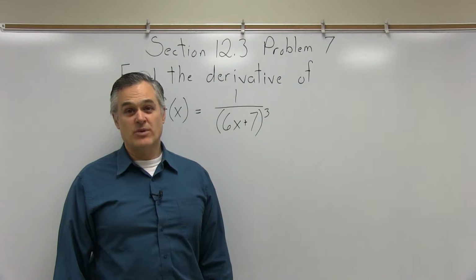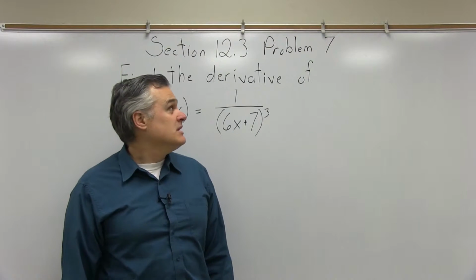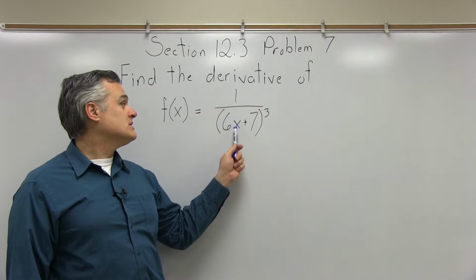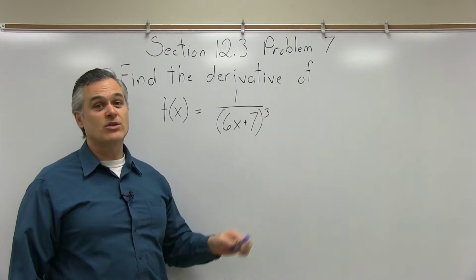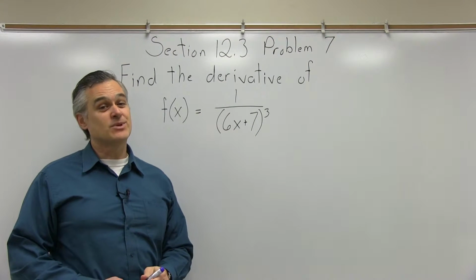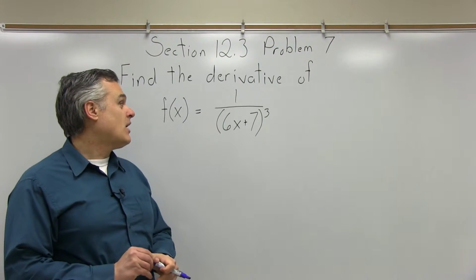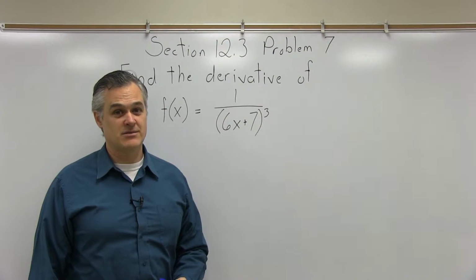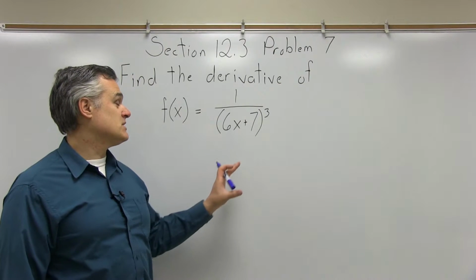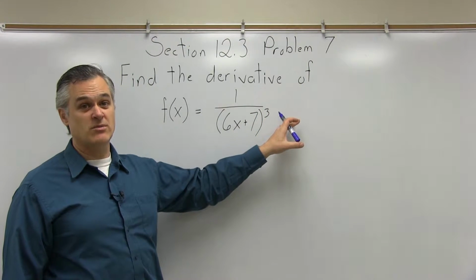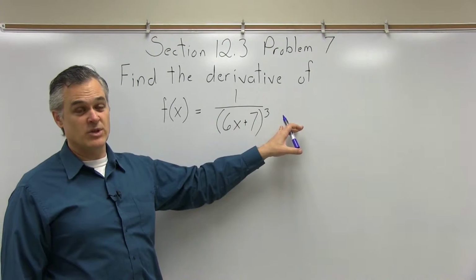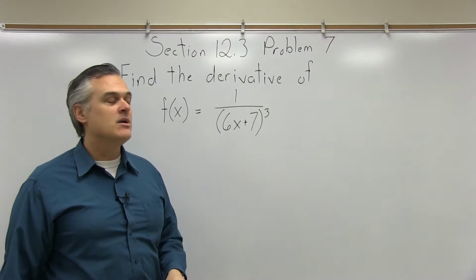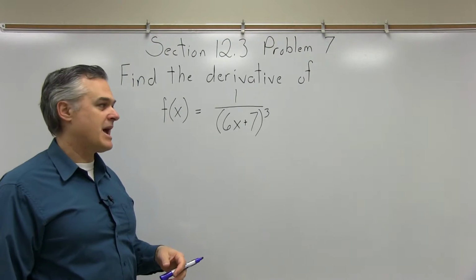This is Section 12.3, Problem number 7. It says find the derivative of f of x equals 1 over (6x plus 7) to the third power. Now, what makes this one a little different than the others is the parentheses with the exponent is going on in the denominator. So now there are two approaches for this, really. You could turn this into a quotient problem like we did in the previous section with (vu prime minus uv prime) over v squared, and that will work, but it's not really the most direct path.